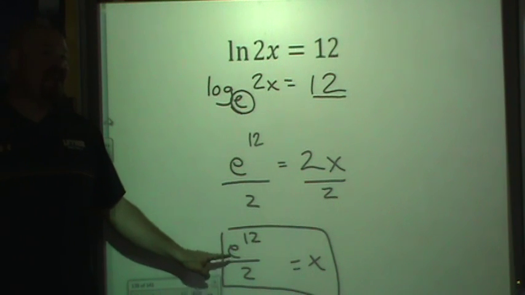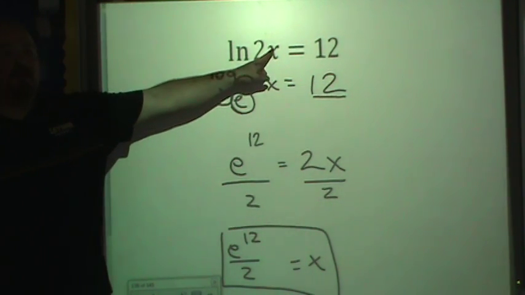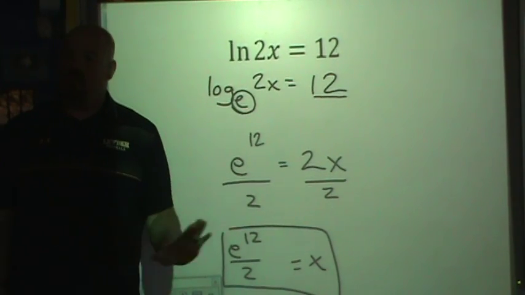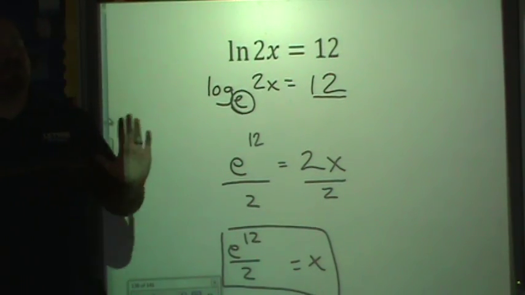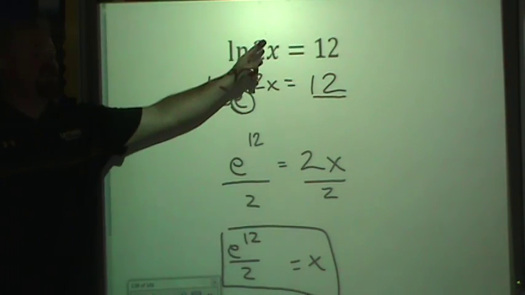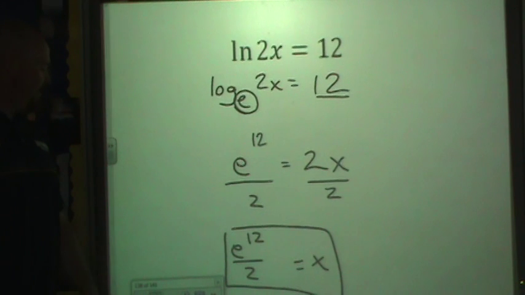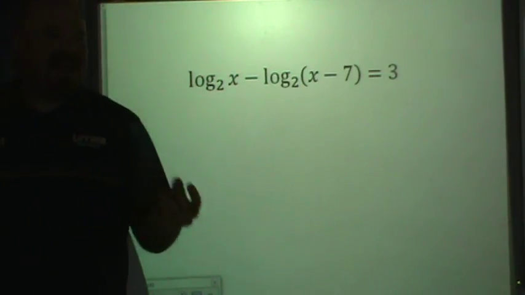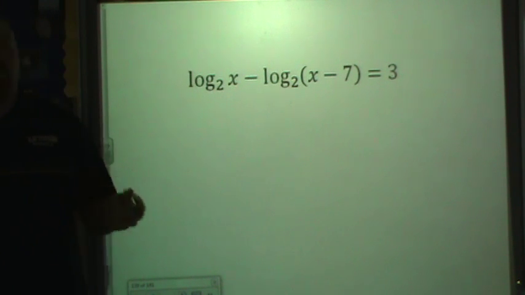But if this ended up being negative, if I plugged a negative number in here, this would be negative, and I would have to say that there's no solution, right? You cannot take logarithms of negative numbers. That's the bottom line. So when you solve, you got to check it. You got to check it, okay? Let's do this one real quick.